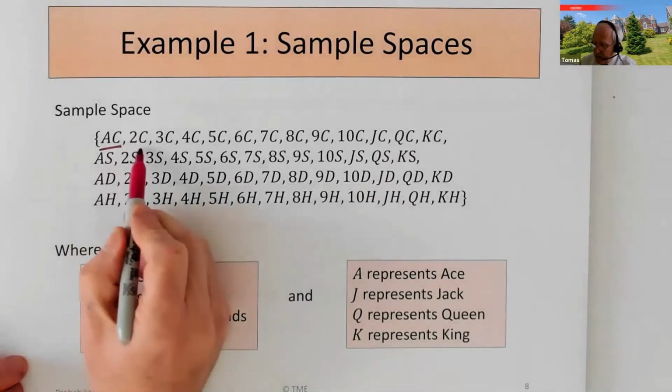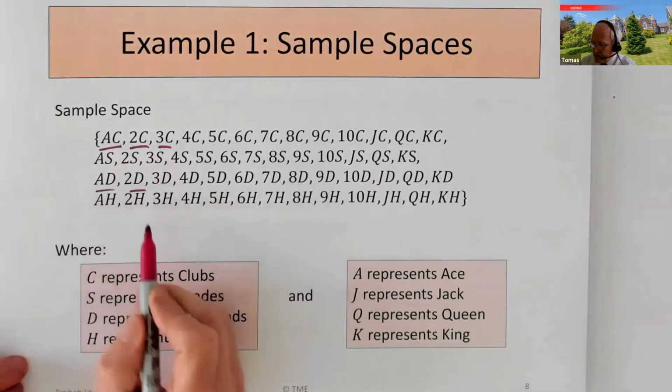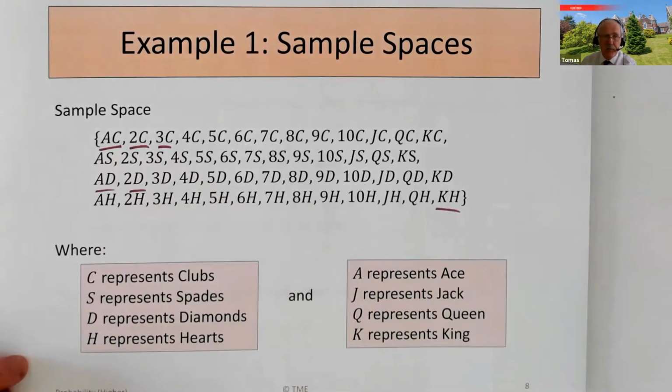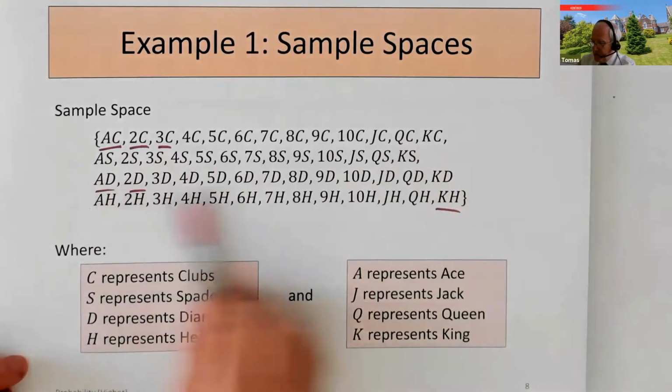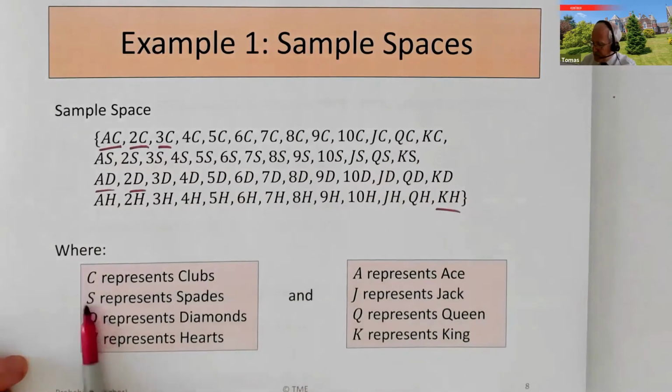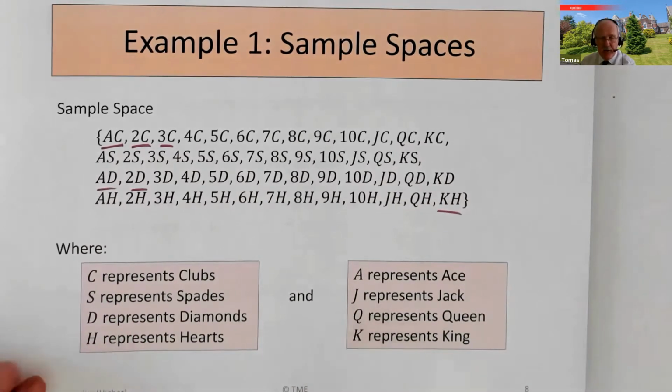You've got the ace of clubs, 2 of clubs, 3 of clubs, ace of diamonds, all the way up to the king of hearts. So you've got 52 different options there, where C represents clubs and they're the honor cards.